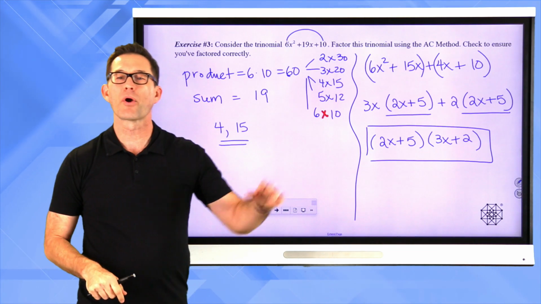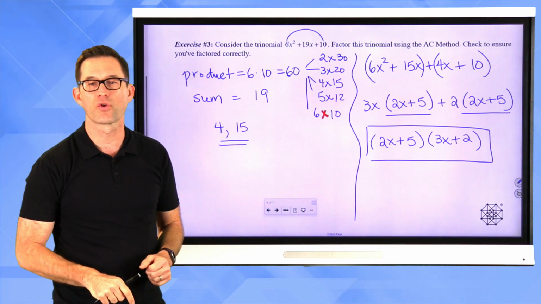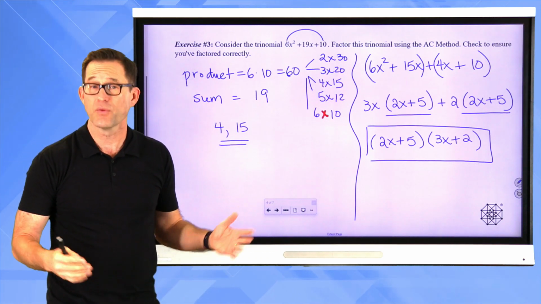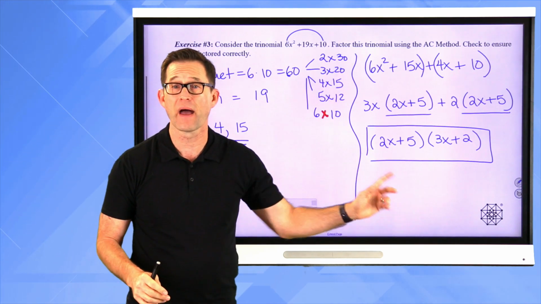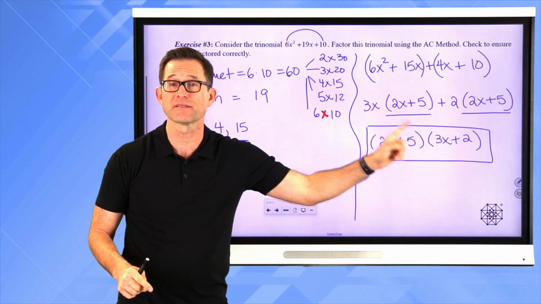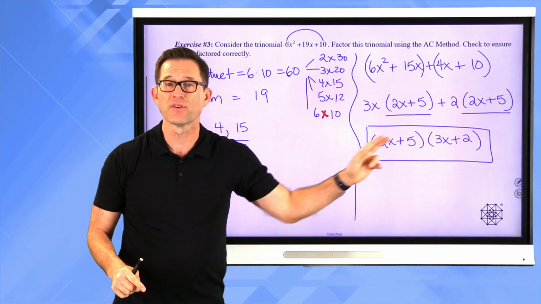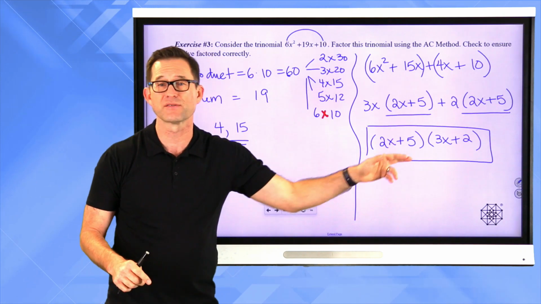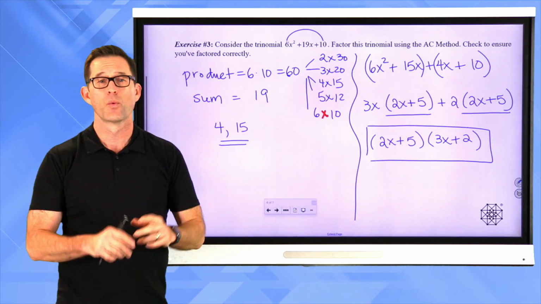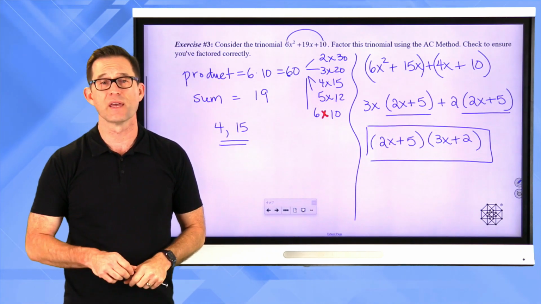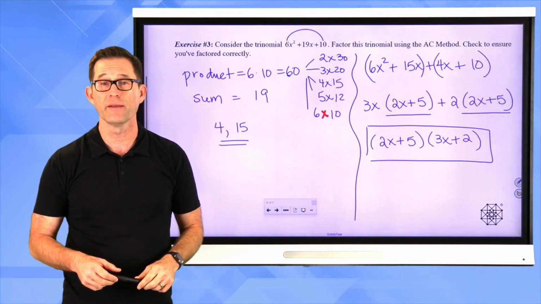Now the problem does say check to ensure you've factored correctly. To check, what you would do is FOIL these back out. You'd do 2x times 3x, giving me 6x squared, 5 times 3x plus 2 times 2x, 5 times 2, etc. We're going to skip the check, just for the sake of time in this video. But that's it.